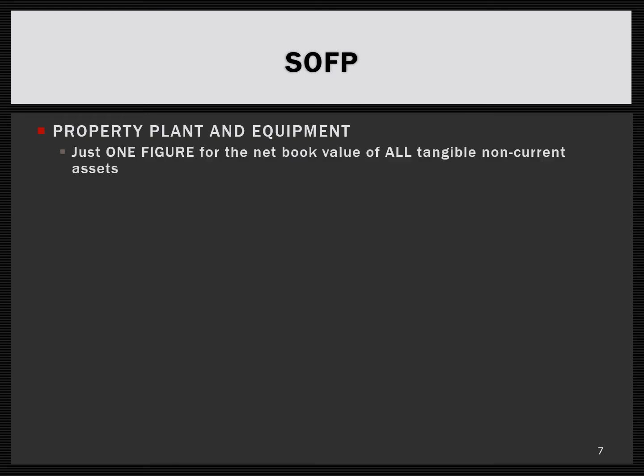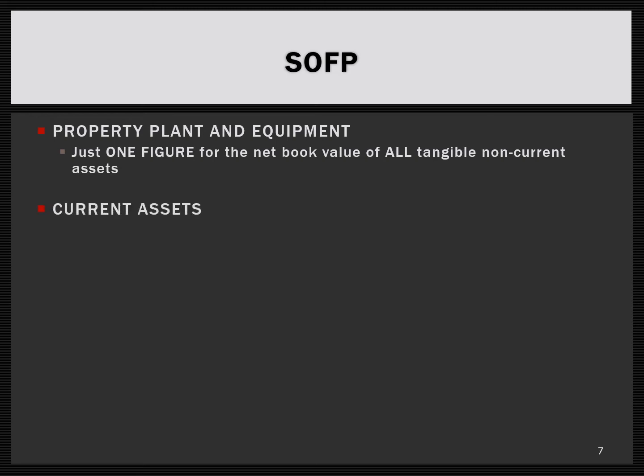And in the balance sheet, statement of financial position, property, plant and equipment, remember under IAS 1, just one figure is shown for all tangible non-current assets. So land and buildings, plant and machinery, all added together in just one figure of the net book value.